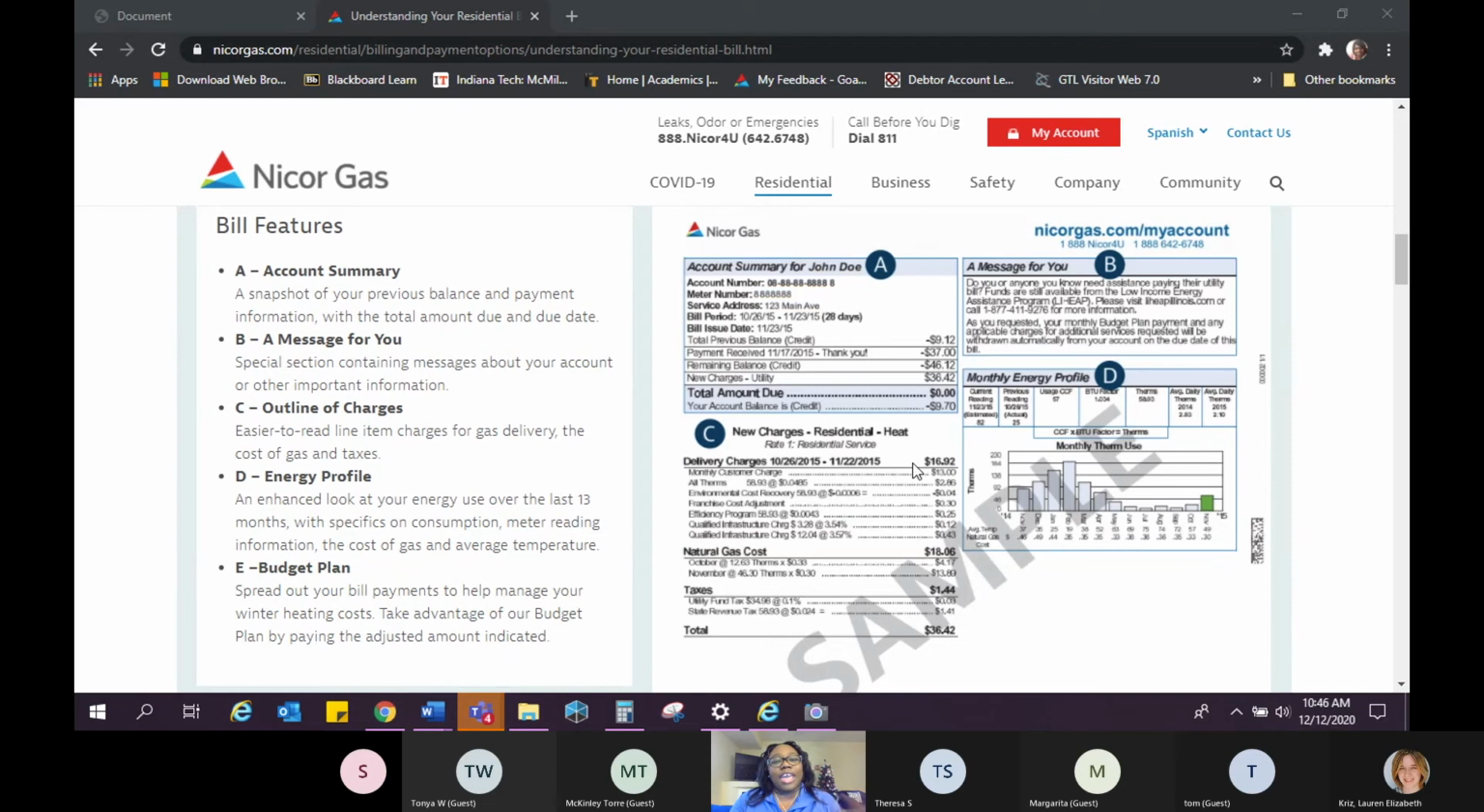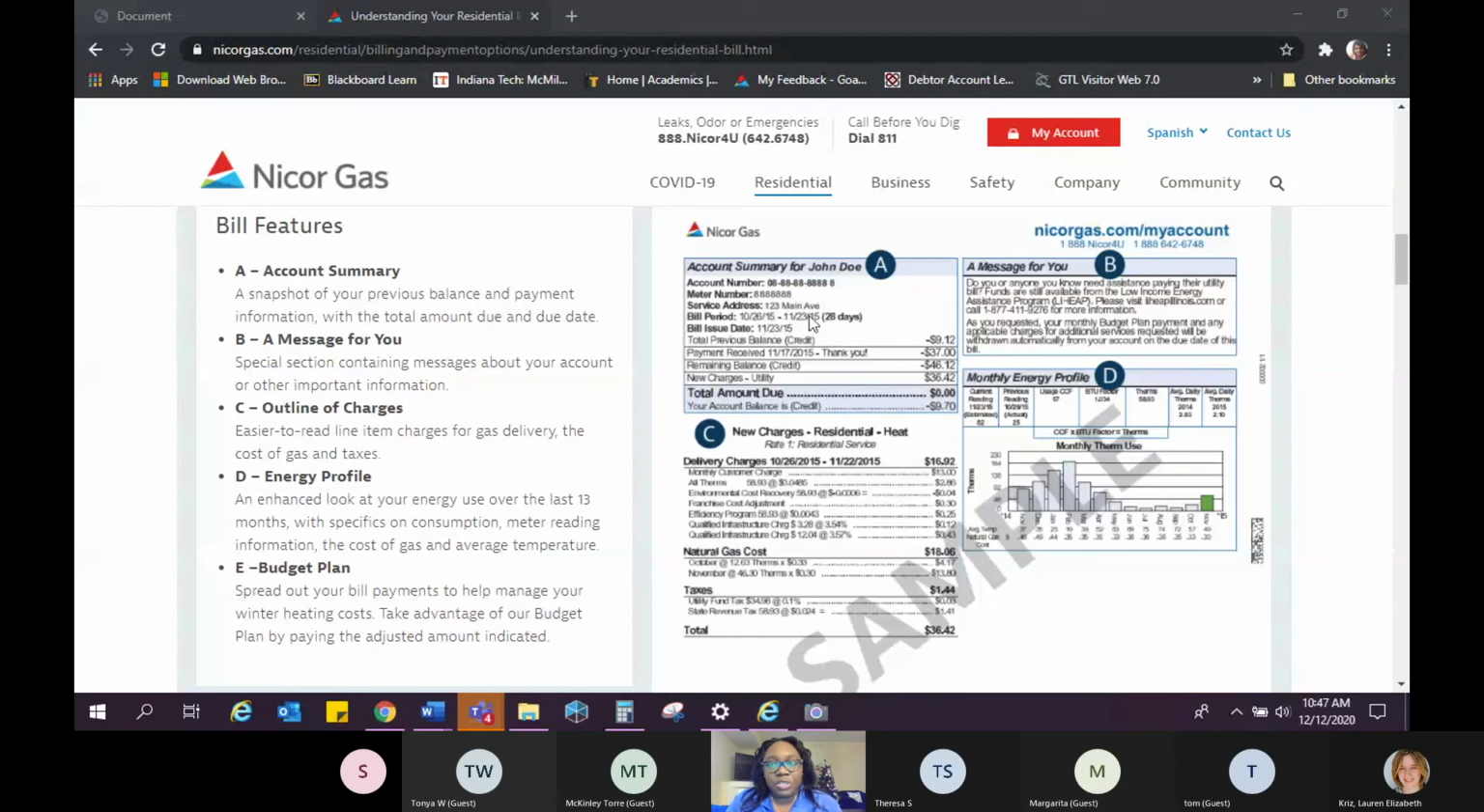This is going to be your account summary. So you'll have your account number, your meter number, your service address, your bill period, and then your bill issue date. Now, these two are different. The bill period is going to be the number of days that you're being charged for, and it does have the exact dates on there.